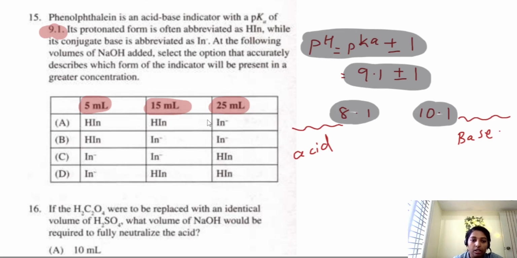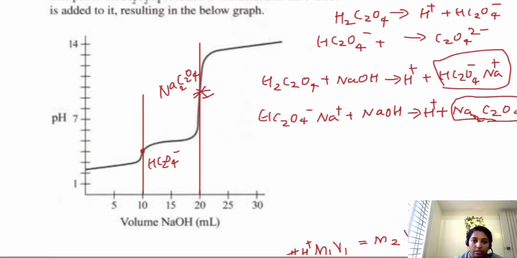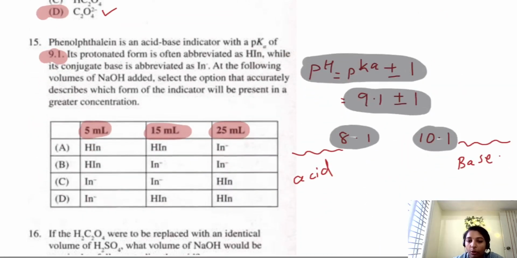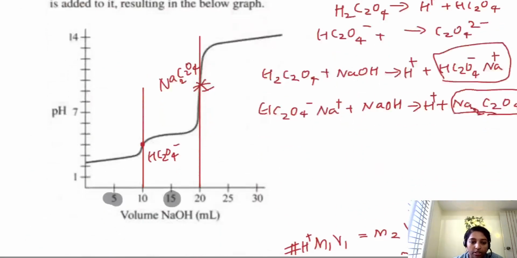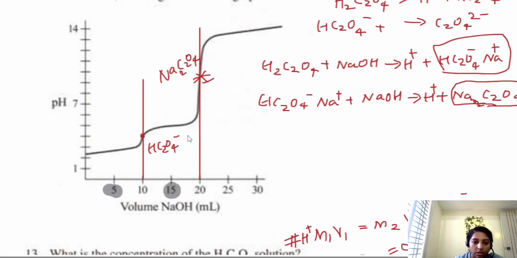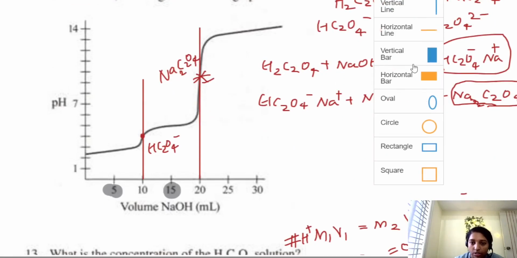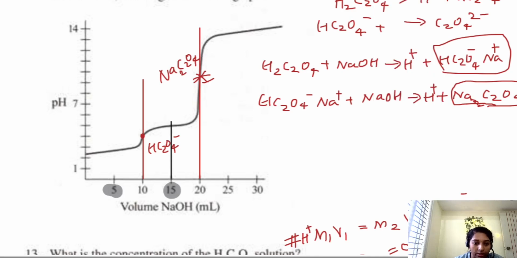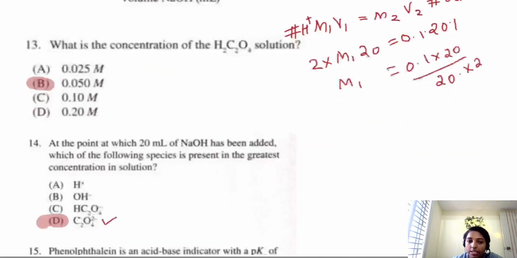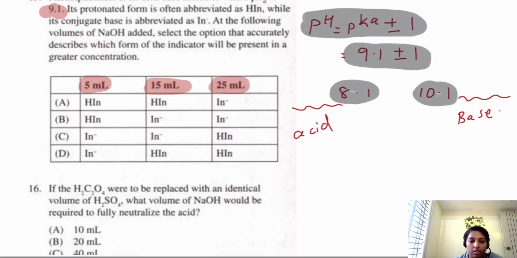So let's see 5 ml, 15 ml. What is the pH at 5 ml? Look at the graph. 5 ml of adding NaOH, 15 ml of adding NaOH. You see, the value is below 8.1. pH is below 8.1, isn't it? See the pH at 15 ml. It's very clear, it's less than 8.1, which means the acid form will dominate.